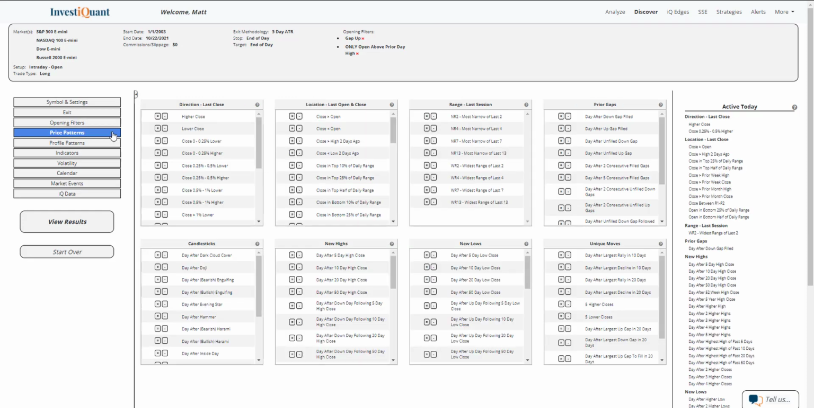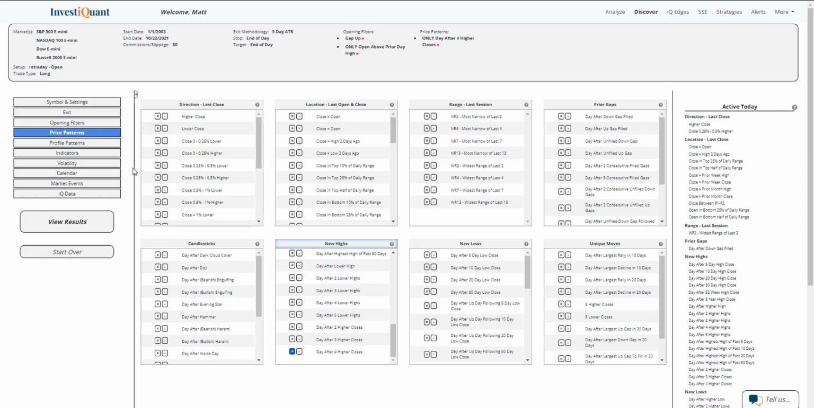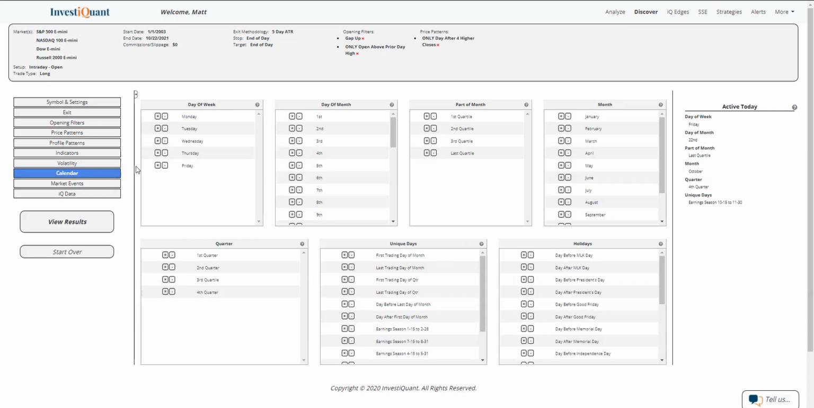Next, I'm going to go into the price patterns library, and I'm going to say that we have closed higher 4 days in a row. So that is in the new highs section, which is right here. If I scroll down, down here at the bottom, day after 4 higher closes. So every day this week we have closed higher, and I want to make that on a weekly basis. So I'm going to go into the calendar library, and I'm going to say that it's Friday. So that means all 4 days of the week have moved higher, since this would be looking at specifically what has happened on Friday after 4 higher closes.